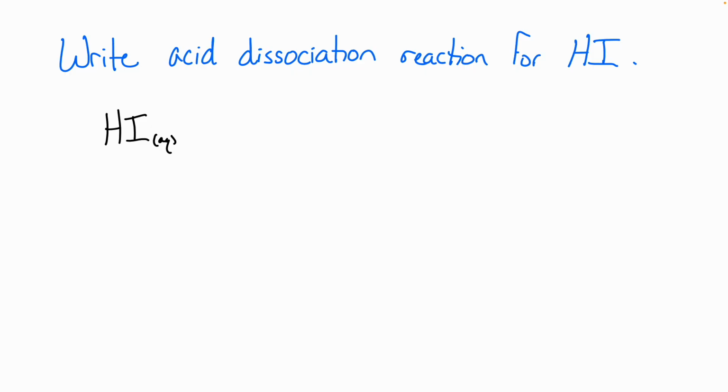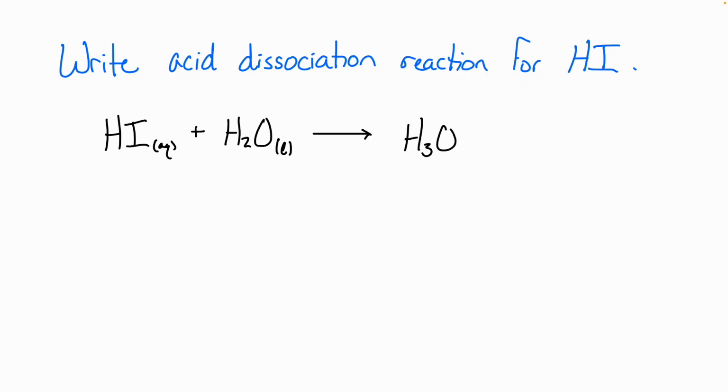So we're going to take this HI and put it into water. My HI is my acid, my water is my base. In order to get my conjugate acid formula, I'm going to take my base, water, and increase the number of hydrogens by 1 and increase its charge. That's why we always get hydronium as a product here. And then for my conjugate base, I'm going to do the opposite. I'm going to look at my acid formula and decrease the number of hydrogens and decrease its charge.